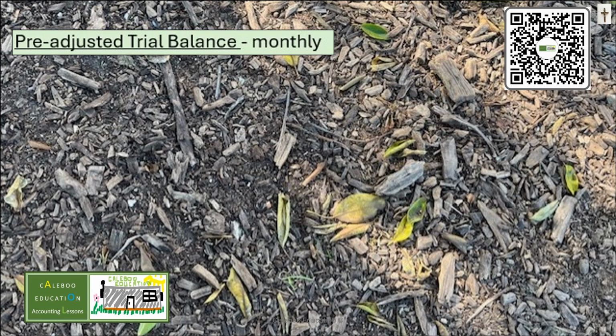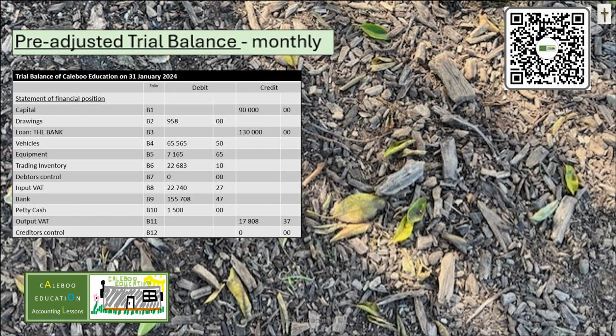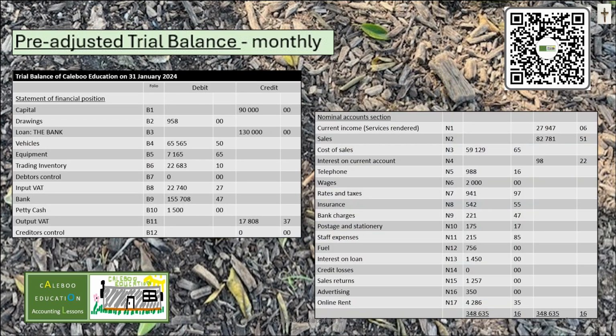After these reconciliations, it's time to draw up a trial balance, and all the totals of the general ledger accounts after they have been balanced are listed in a trial balance. And here we have a statement of financial position, balance sheet accounts, and there's also a nominal account section where we look at the income and expense accounts.